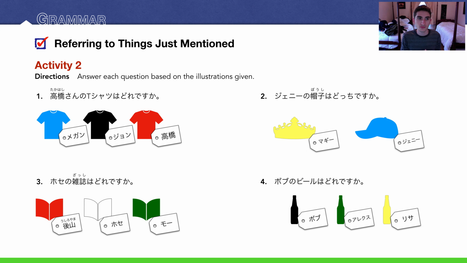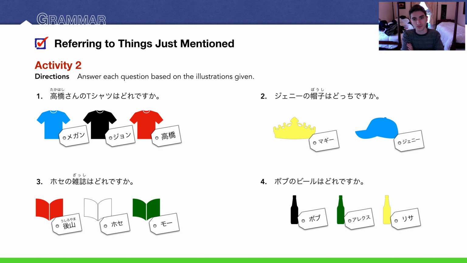All right. Activity 2, answer each question based on the illustrations given. All right, pause the video, try it on your own. I'm going to solve this right now. Number 1, Takahashi-san no T-shirts wa dore desu ka? We're using dore, right? Because there's 3 or more. There's 3 exactly here. And we have a blue t-shirt which belongs to Megan. We have a black t-shirt which belongs to Jong. And we have a red t-shirt that belongs to Takahashi-san. So, we could say Takahashi-san no T-shirts wa akai no desu. It's the red one.